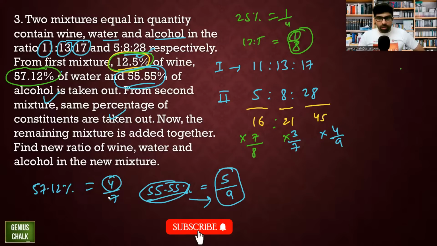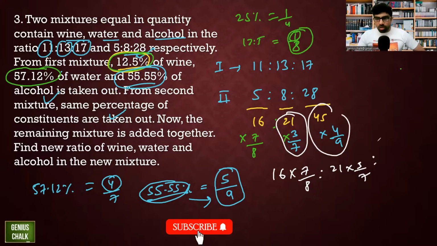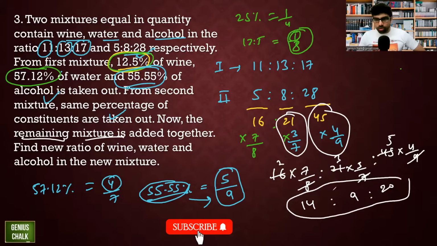So let's see. This becomes 16 into 7 by 8. Second is 21 into 3 by 7. And the third is 45 into 4 by 9. I'm writing this for the remaining one, right? Because the remaining constituents are added, right? So 8 2s are 16, it is 14. Then 7 3s are 21, 3 3s are 9. And 9 5s are 45, 5 4s are 20. The 14 is to 9 is to 20 has to be my definite answer, right?